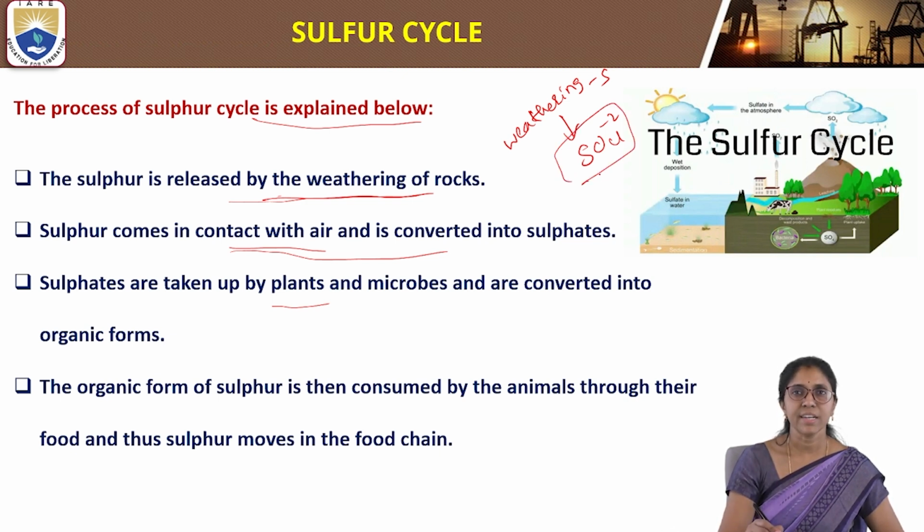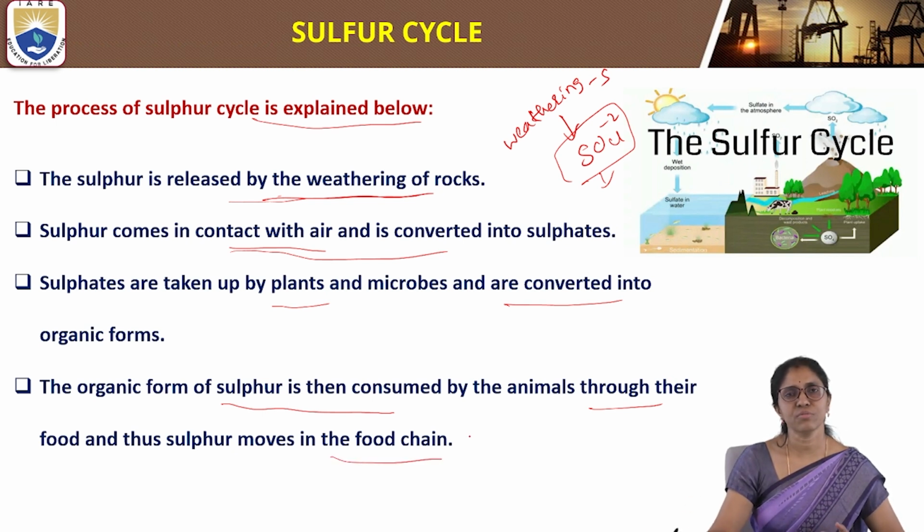So these are taken up by the plants and microbes, and converted into organic forms. Sulfates are taken up by plants and microbes and converted into organic forms. The organic form of sulfur is then consumed by animals through their food, and the sulfur moves through the food chain.